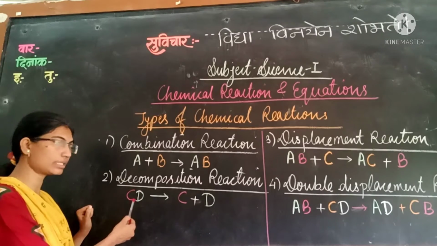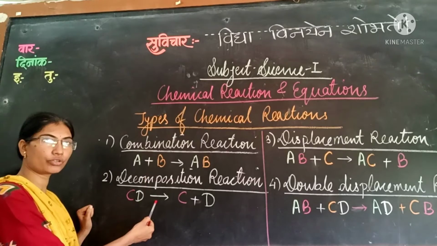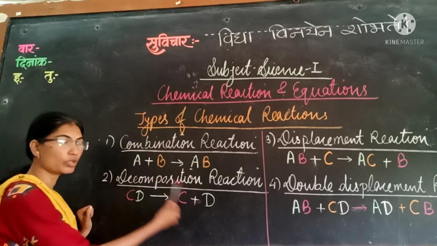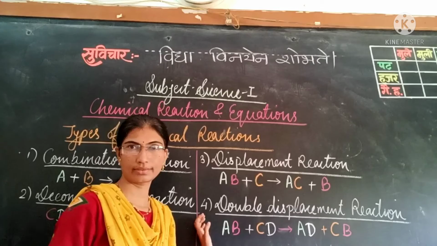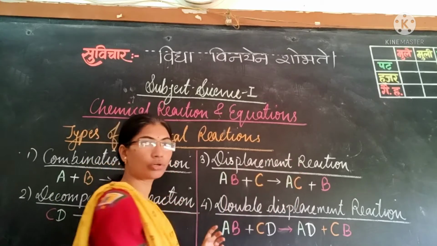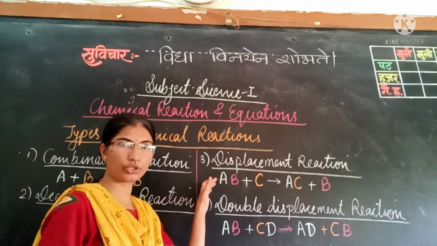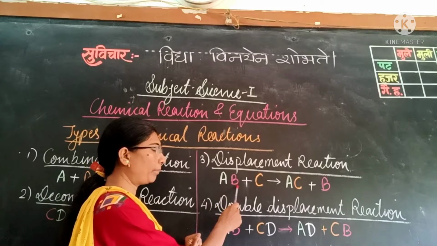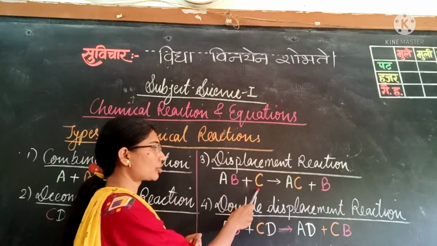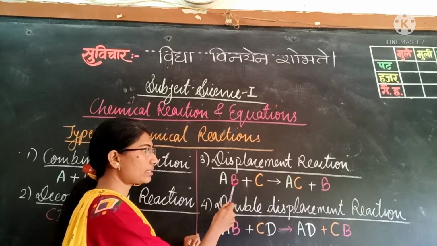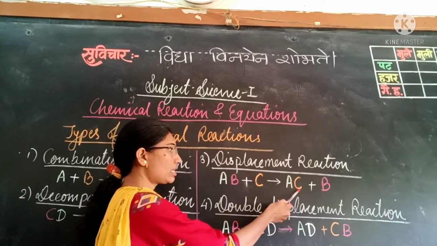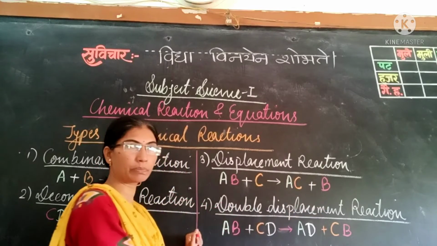Suppose a compound is CB. In the decomposition reaction, the compound gets decomposed into C and B separately. So this is a decomposition reaction. Now students, the third type of chemical reaction is the displacement reaction. Observe this equation. Here AB is a compound. It is going to react with C. Then in a displacement reaction, this C displaces the B, because C is more reactive than B. So what will happen? AC is formed and B is displaced.